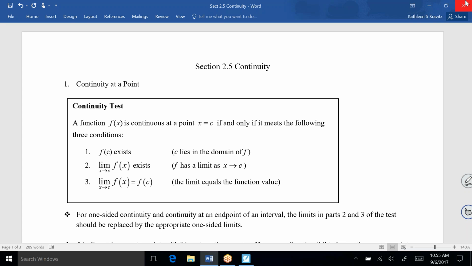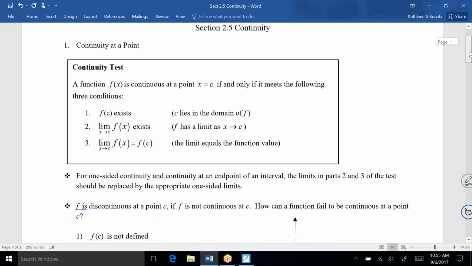The second thing is that the limit as x approaches c of that function f of x has to exist. And the third thing is that the limit as x approaches c of that function has to be the same value as the value of the function at c, as f of c.